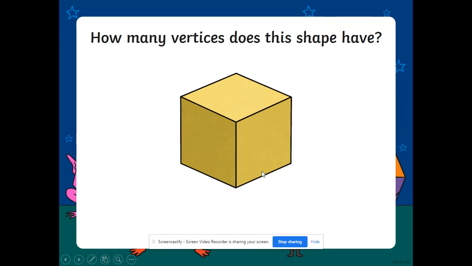So let's have a look at this shape. Now you have to imagine some of these vertices. It has 1, 2, 3, 4 at the top. But you can imagine at the bottom as well, it's also going to have 4. So 4 and 4 is 8. So think about again what this shape is called. You're correct if you said a cube.